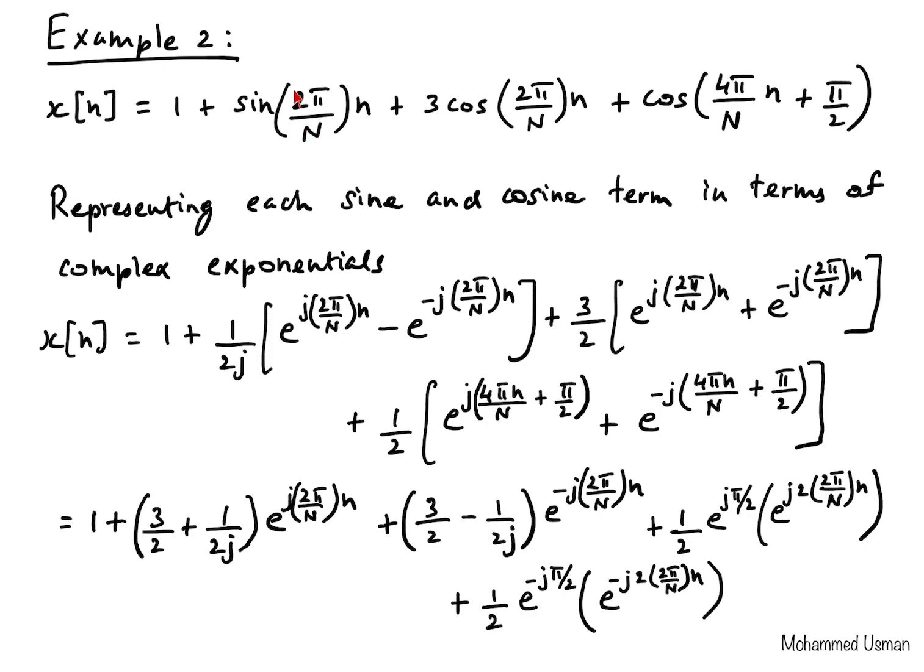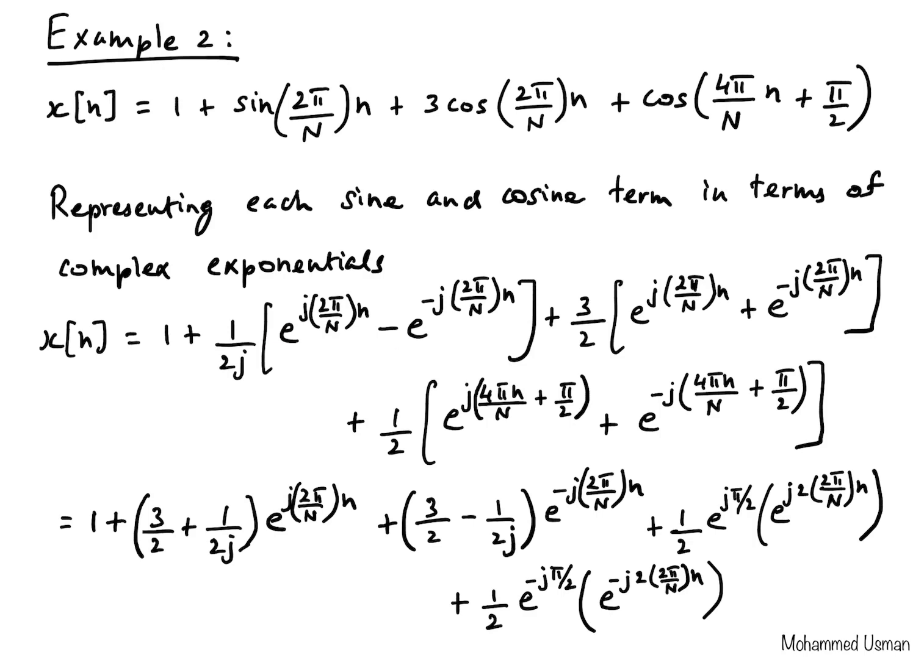So it's 2 pi by N. The omega naught is 2 pi by N. So that means omega naught by 2 pi is a rational number. Similarly, here omega naught is 2 pi by N, and here it is 4 pi by N. So all of them are either integers or rational numbers. Therefore, these are all periodic, and the sum of these periodic signals is also another periodic signal, which is our x of n. Now, we will represent each of these sine and cosine terms in terms of the complex exponentials by using Euler's formula.